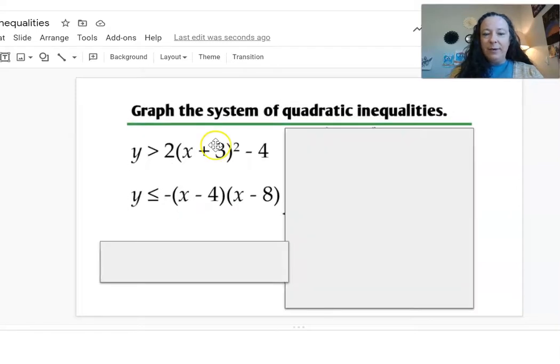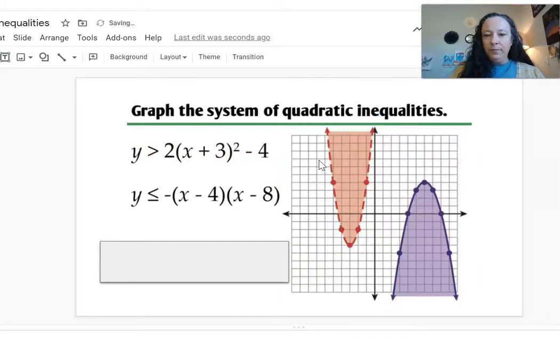All right, so let's think about this one. If I were to graph this, this is what it would look like. And this top one is shaded above. There we go. This bottom one is shaded below. So where is the common shading? What would the answer be?